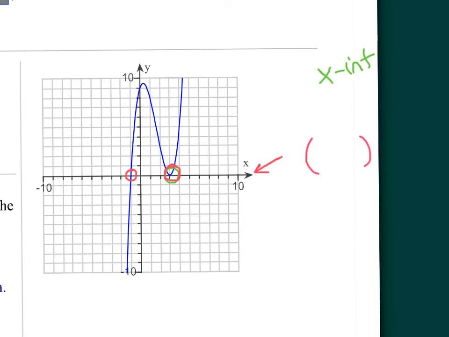We always do x and y when we're picking out coordinates. So if we do the one to the left, that one there is going to be -1 as the x value, and then it's not up or down, so it's 0. And then this point is 3, comma, 0. So easy enough with the x-intercepts.